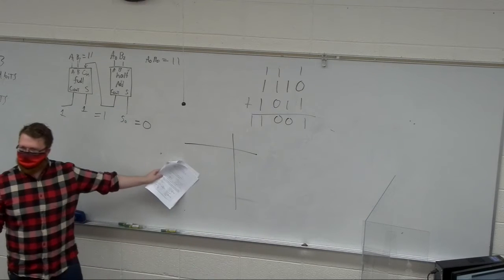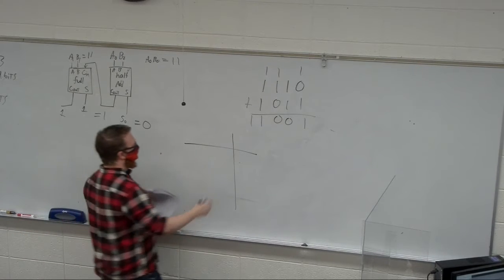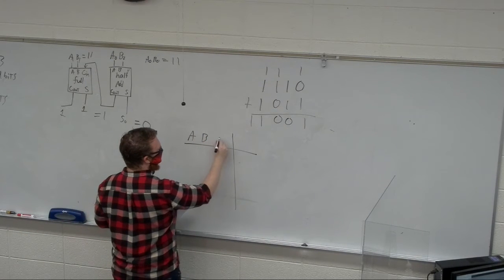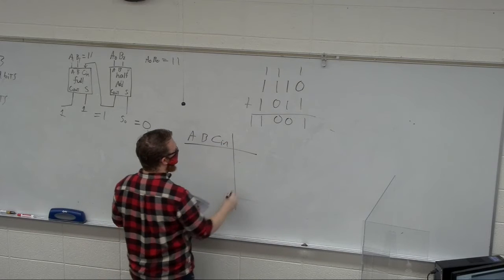what is this? Truth table. The truth table. What are our inputs? A and B, and the carry in. Yep, C in.